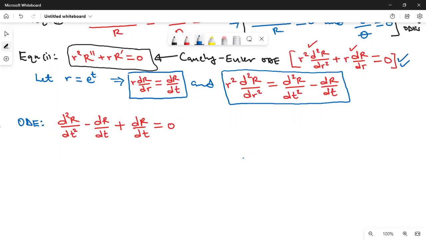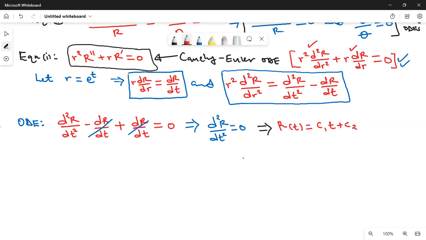So what do we realize? That this will cancel with this. So from here, we note that d squared R dt squared is equal to 0. So to find R, integrate twice, so that you get your solution. So R as a function of t is equal to a constant c1 times t plus c2.